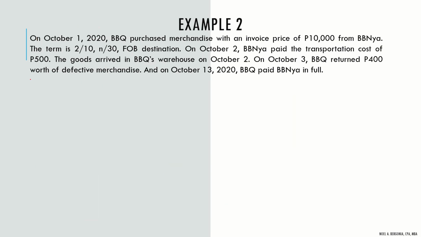So on October 1, 2020, BBQ purchased merchandise amounting to 10,000 from BB niya. Okay? The term is 2/10, n/30, and take note, FOB destination po siya. Okay? Pero binili po ng October 1. Okay? And FOB destination, on October 2, BB niya paid the transportation costs of 500 pesos. The goods arrived in BBQ's warehouse on October 2. So, yung goods na binili natin na October 1 under FOB destination has arrived only on October 2.